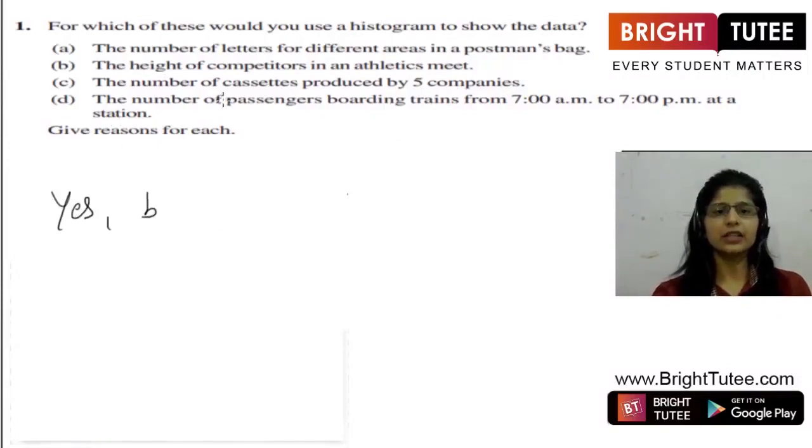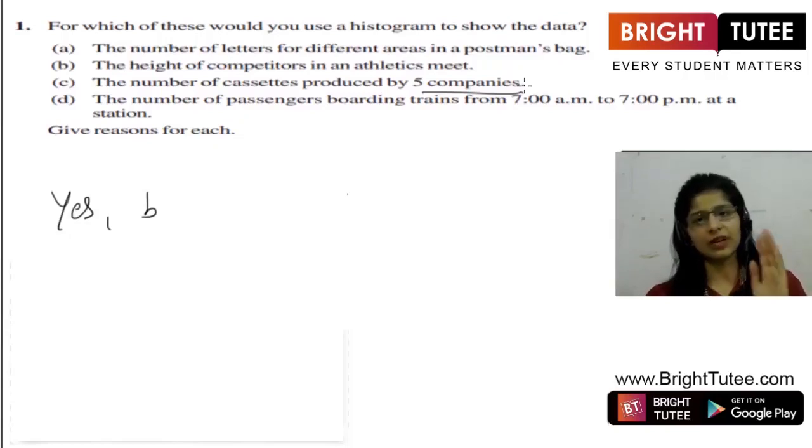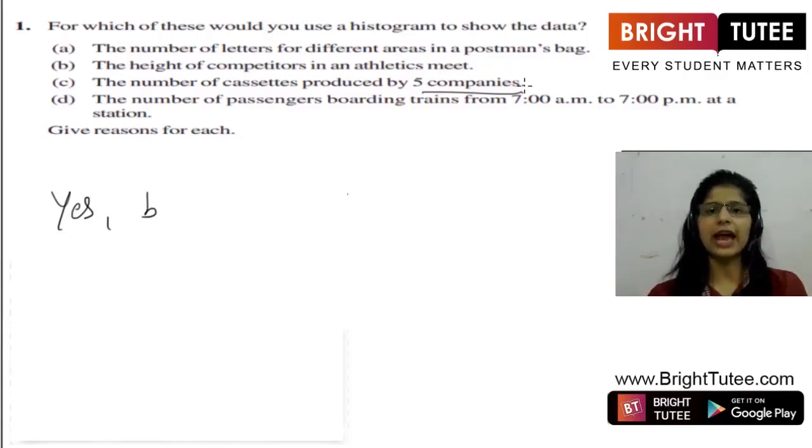Then the C part, the number of cassettes produced by 5 companies. Five different companies are there and there are numbers of cassettes. Can we divide them into class intervals? No, we can't divide them. We can put the number of cassettes on one axis and the company name on another axis. We can use a bar graph for it, but not a histogram, because we can't make class intervals in this.